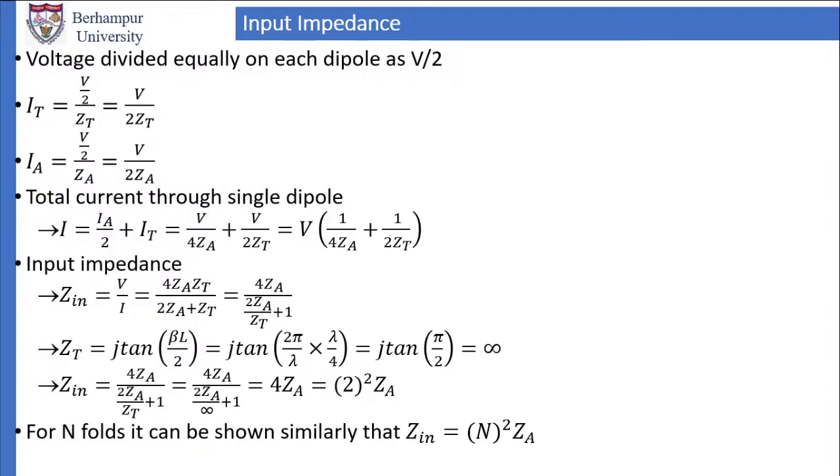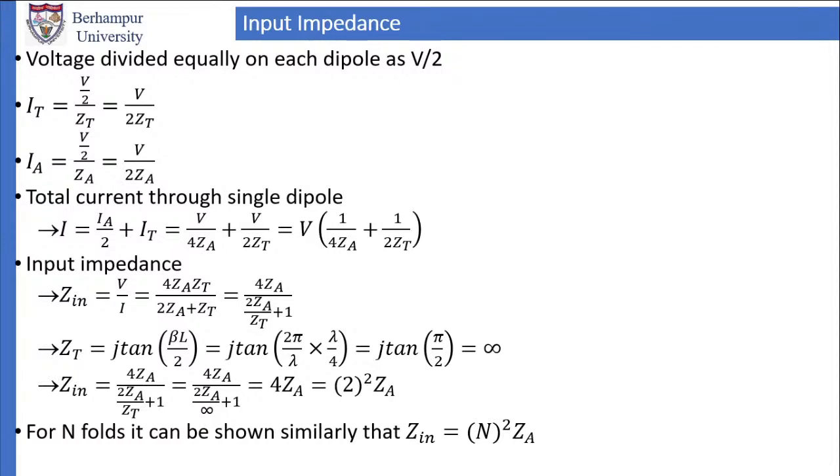So Vin by I is equal to 4 ZA into ZT divided by 2 ZA plus ZT. That we can write as 4 ZA divided by 2 ZA by ZT plus 1. What we have done is we have divided the numerator and denominator by ZT. So doing that, Zin is equal to 4 ZA divided by 2 ZA by ZT plus 1.